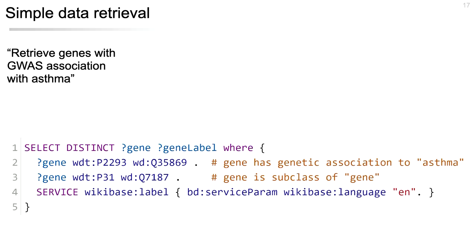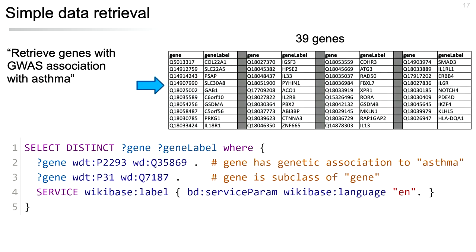So here I have a little example of questions. It's also from a set of slide decks I used previously to show that by leveraging Wikidata, you can actually query. This is more a shout out to SPARQL than to Wikidata. If you want to get the same information from the original resources, you have to understand all the APIs that the systems come with. So I want to retrieve genes with a GWAS association with asthma. It's this SPARQL query that says the gene has a genetic association to asthma, it's a subclass of gene, and I get 39 genes.